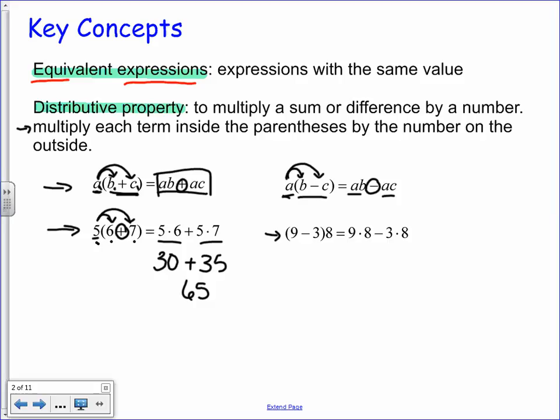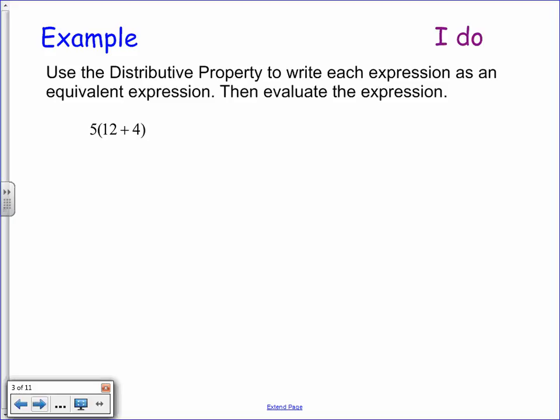And with numbers here, we've got 8 on the outside. And just because it's on the right side of the parentheses, it doesn't change anything. It's just as if it was written on the left side, except for it's on the right. So we're going to distribute this 8 to everything on the inside. And we're going to rewrite it as 8 times 9, or 9 times 8, minus 3 times 8. Okay, that's distributive property.